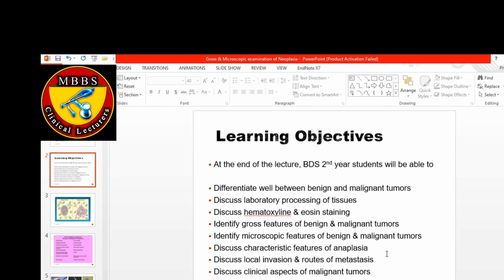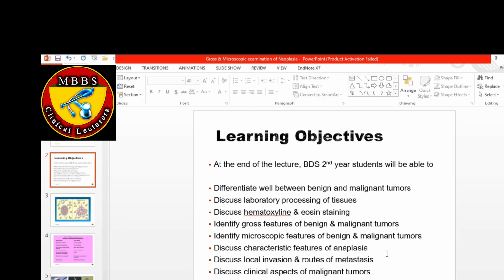In today's lecture, BBS second year students will be able to differentiate well between benign and malignant tumors. They should also be able to discuss the laboratory processing of tissues, and discuss what and how the hematoxylin and eosin staining is performed. They should identify the gross features of benign and malignant tumors, as well as microscopic features of benign and malignant tumors.